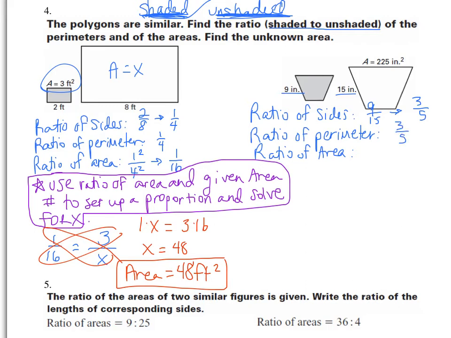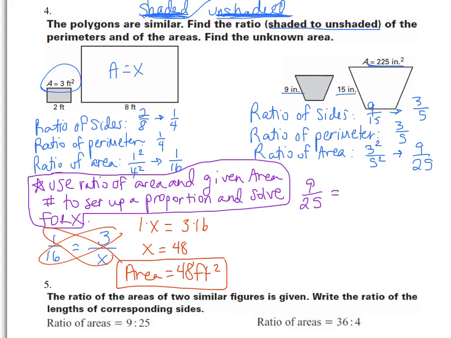Ratio of our area, we need to square them. So we need to do 3 squared and 5 squared. And that becomes 9 over 25. So then remember what we wrote here in purple. So use the ratio of that area. So that means my 9 out of the 25, I need to use that now with the area I was given.